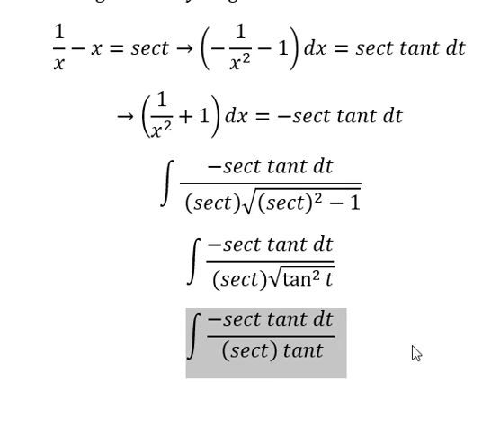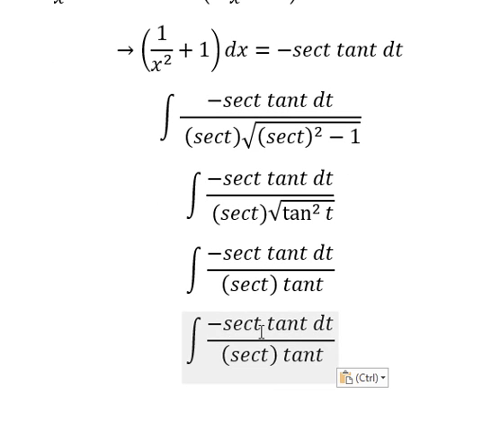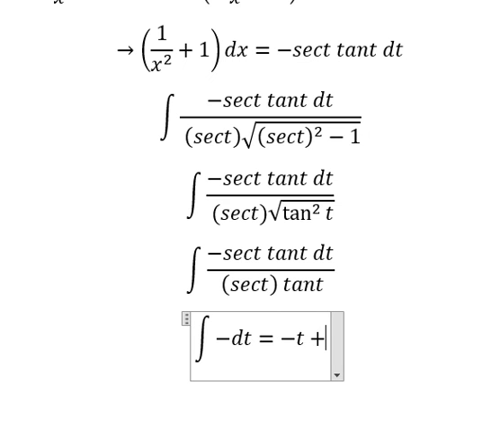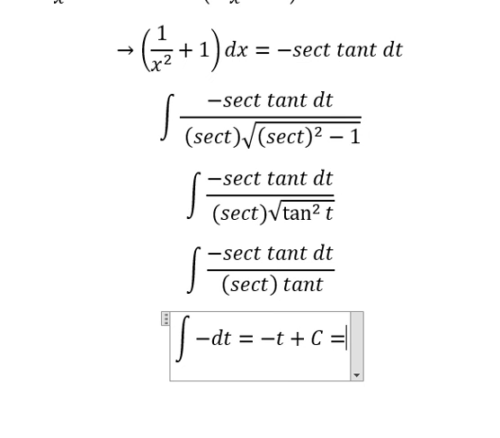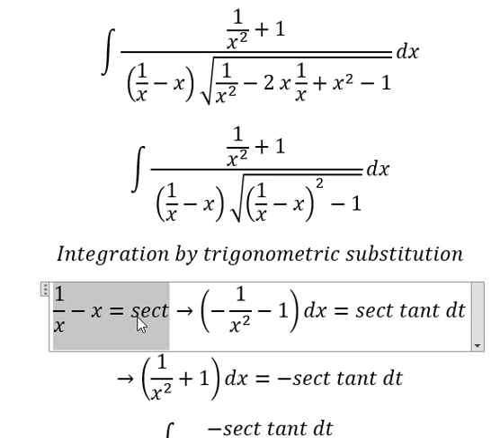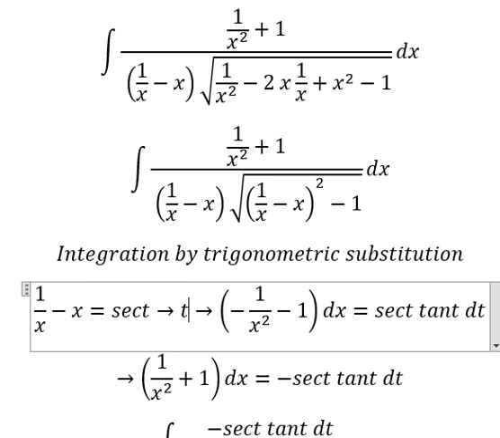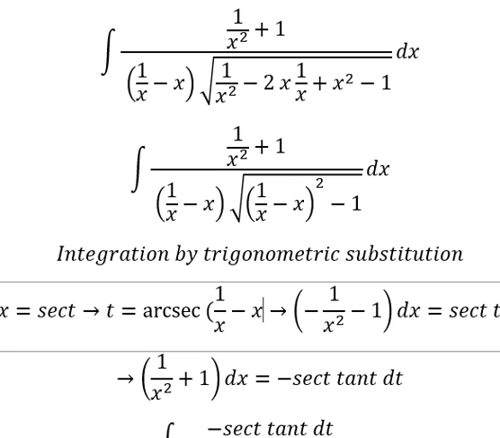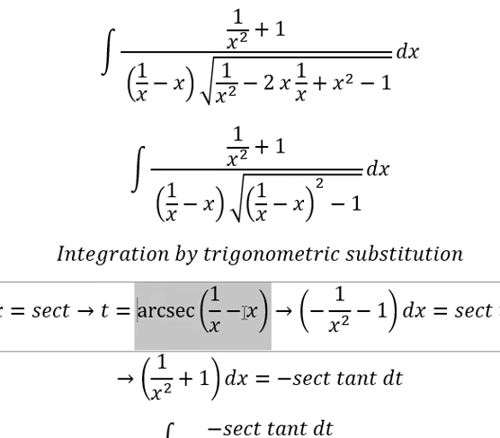And now we can simplify. The integration of dt, we have t, and I will put plus c. About t, that is about this one. So we have t equals arcsecant of 1 over x minus x. Later I will put this one to change for t.